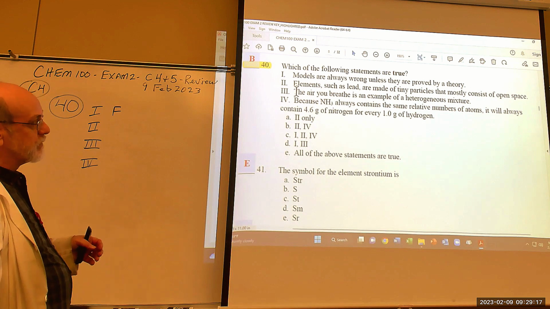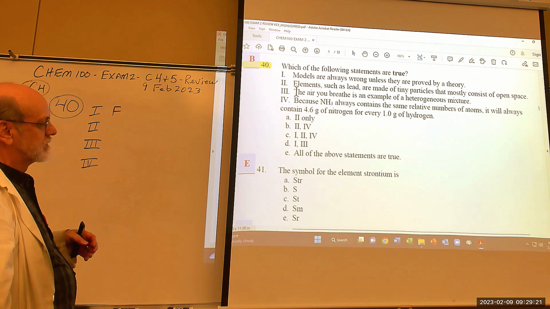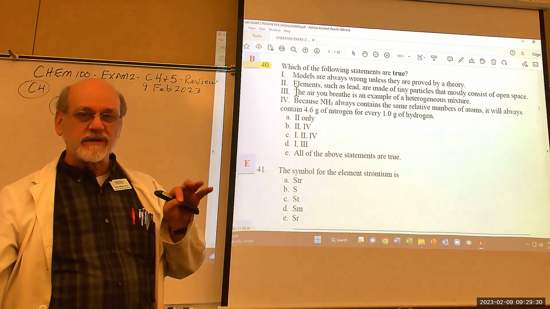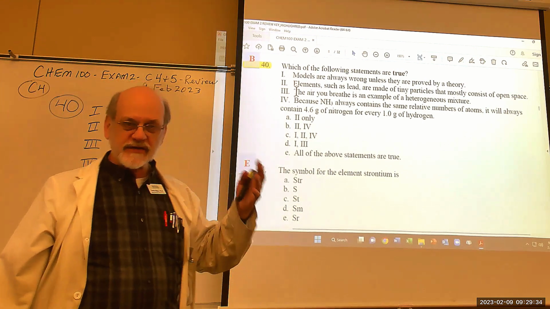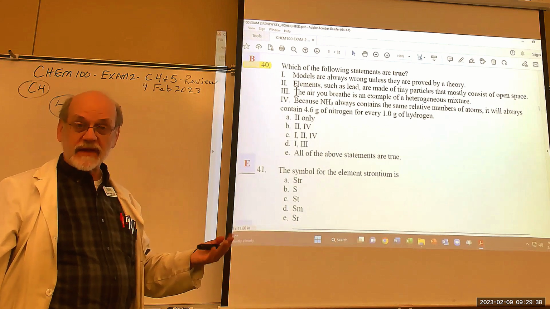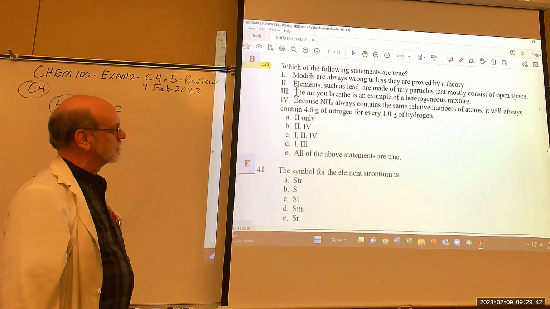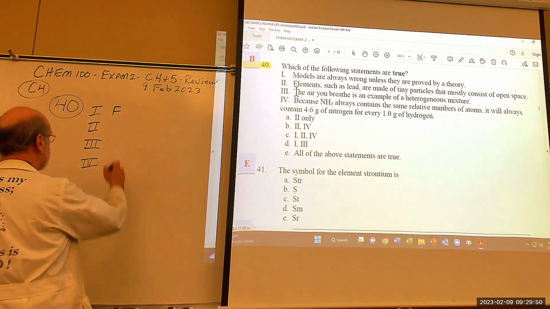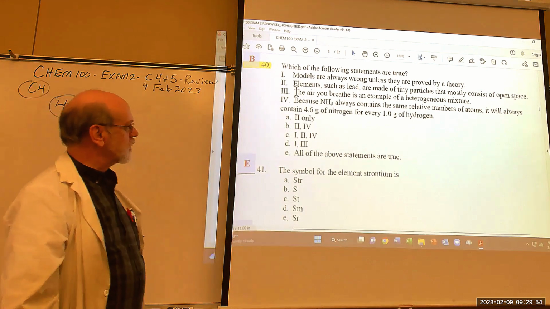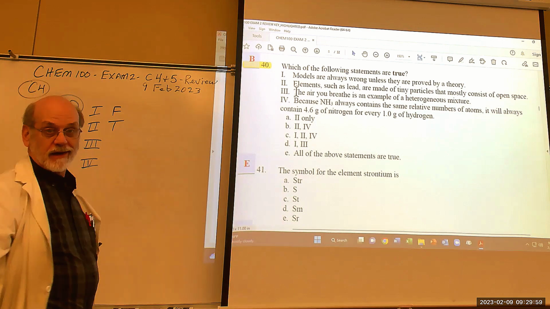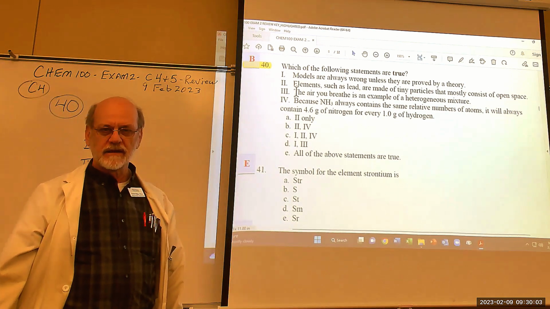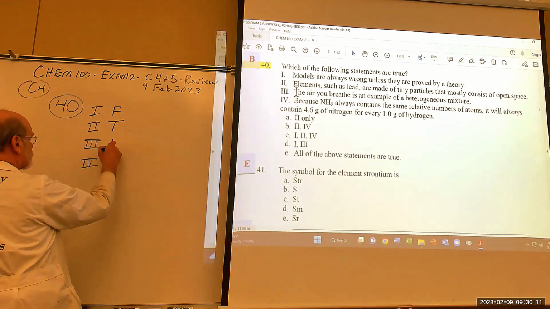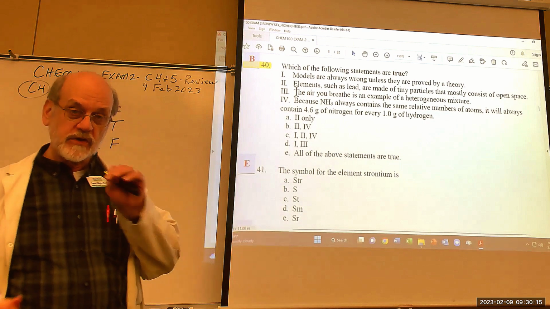Elements such as lead are made of tiny particles that mostly consist of open space. That was not worded the best possible. What they're trying to say is atoms are made of tiny particles. Yeah, the atom is itself mostly space. So the elements consist of open space, and they're made of tiny particles. That's what they're trying to say there. And that is true. The air you breathe is an example of a heterogeneous mixture. Is that true? What have I said from the beginning? When you mix two gases, you always get a solution, a homogeneous mixture. This one is false. You never get a heterogeneous mixture when you add gases together.